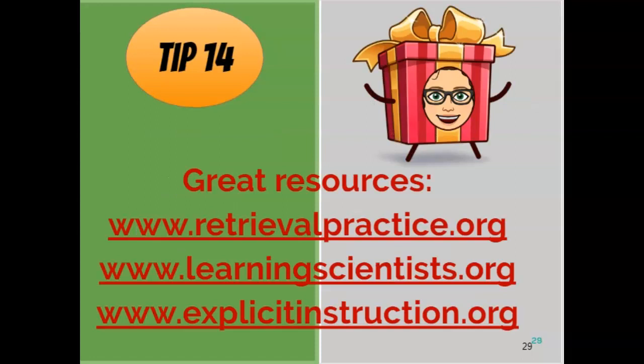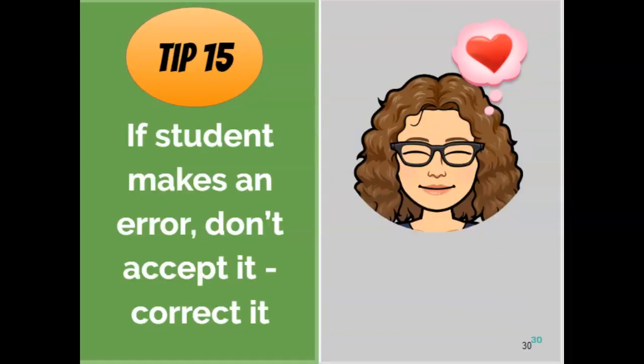If you are looking for great free resources, and I always am looking for free gifts, tip 14 is that there are 3 phenomenal resources around the area of explicit instruction. If you look at the retrievalpractice.org website, we know retrieval practice is critical to students moving information back and forth and being stored in the right long-term memory spot, being part of their working memory. Retrievalpractice.org is a phenomenal resource. LearningScientists.org and ExplicitInstruction.org have excellent resources to help you dive deeper into the world of explicit instruction.